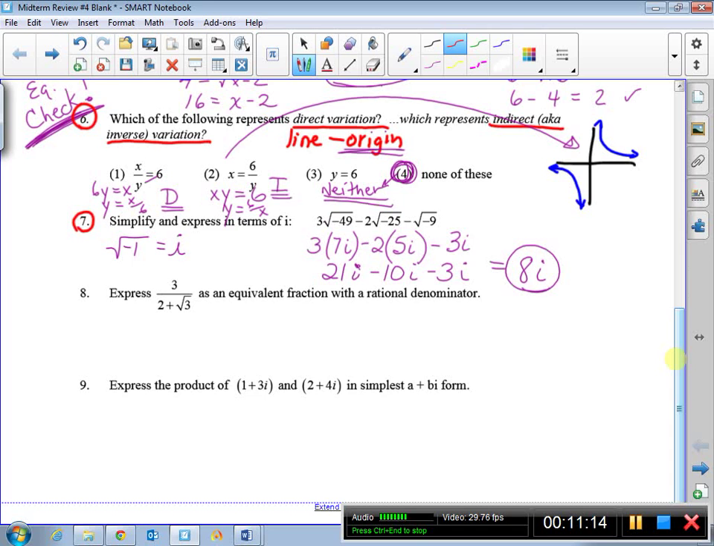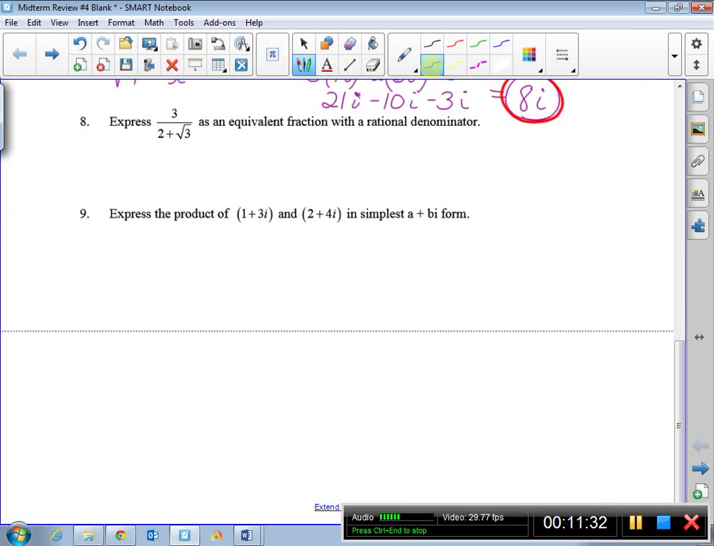If you're in A plus BI form on your calculator, or mode rather, you could probably put this whole thing in your calculator and it would give you this answer as well. So there's another nice way to check, just to be 100% sure.